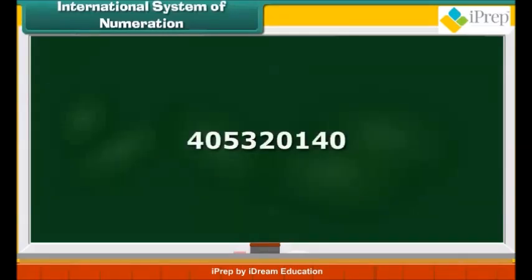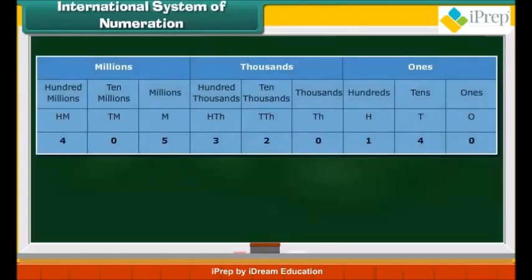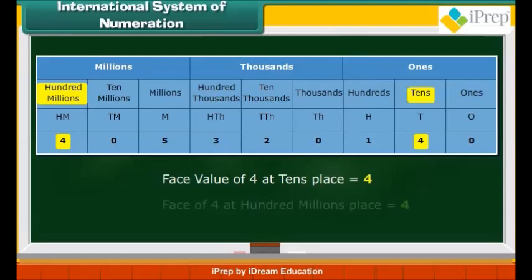Let us now read the numbers with the help of the International Place Value Chart. Consider the number 405,320,140. First, we arrange it in the place value chart. Digit 4 appears at two places, tens and 100 millions. The face value of digit 4 is 4 at both the places.